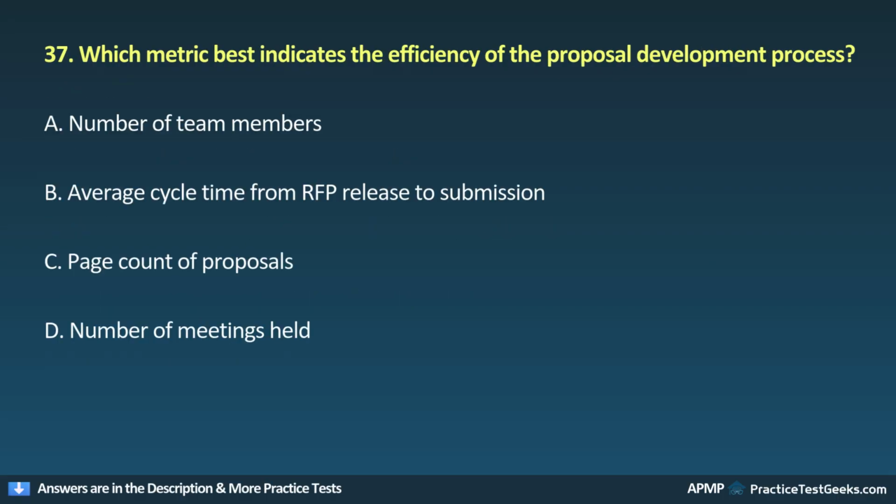37. Which metric best indicates the efficiency of the proposal development process? A. Number of team members. B. Average cycle time from RFP release to submission. C. Page count of proposals. D. Number of meetings held.